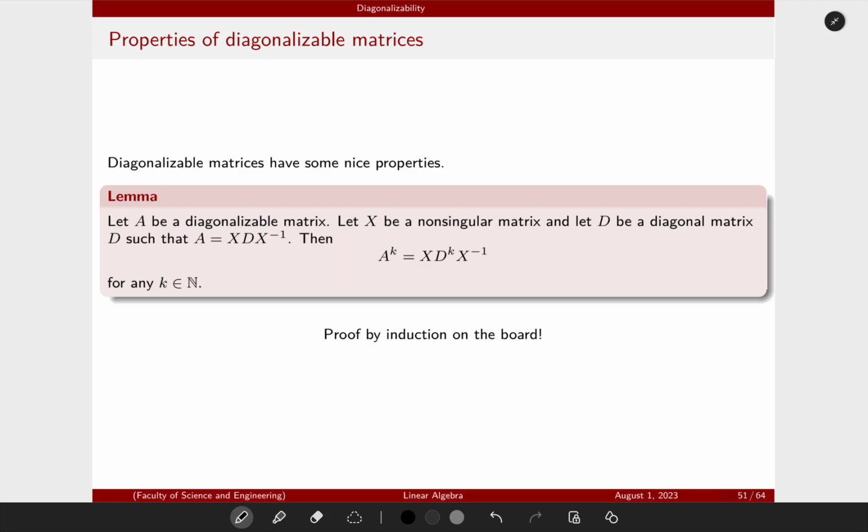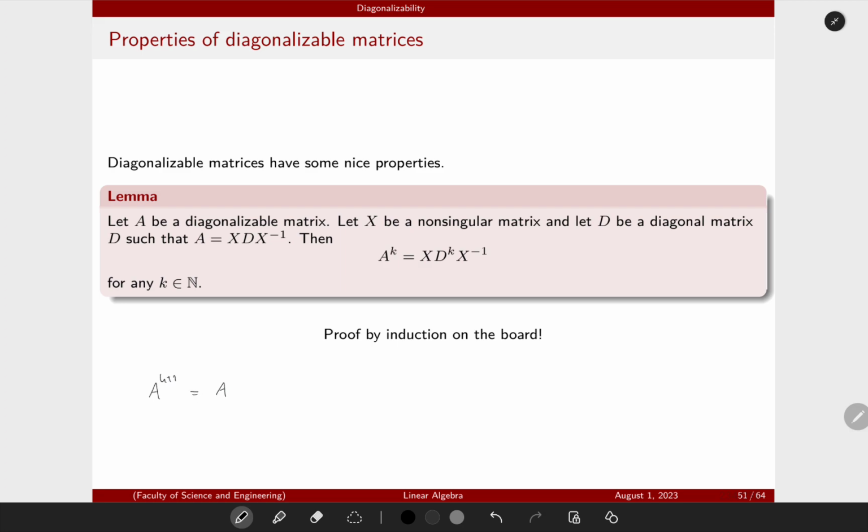So we can do a little proof by induction of this. Yeah, let's do this. For our base case, we have k equal to 1. Then we have A is X D X inverse, and this is certainly true because A is diagonalizable. Then we take some k in the natural numbers, and we assume that this holds for this k, and want to show it holds for k plus 1. So we have A to the k plus 1.